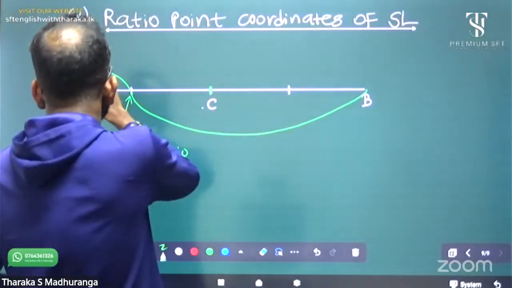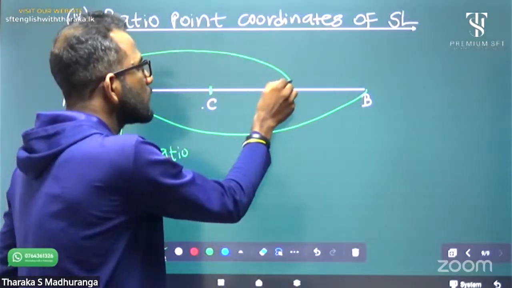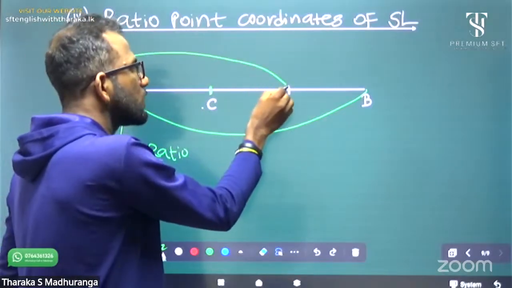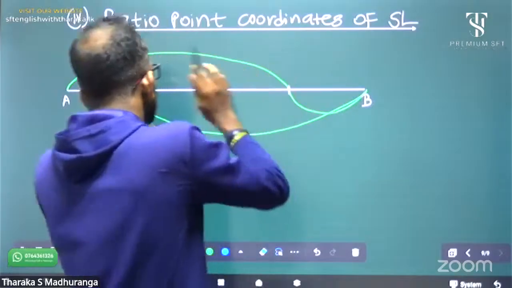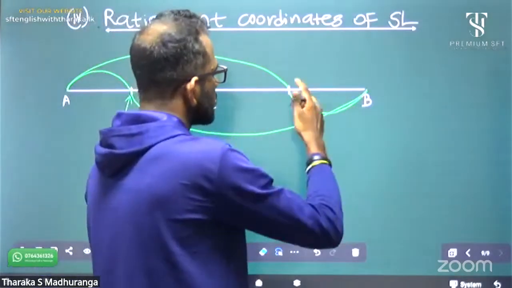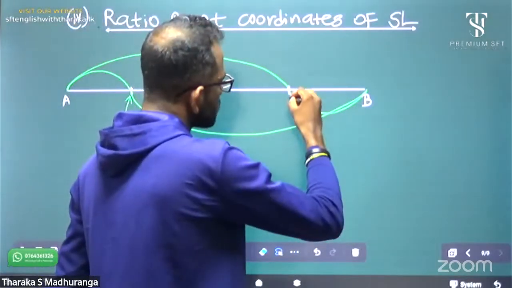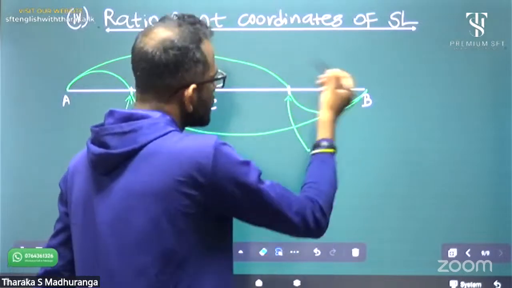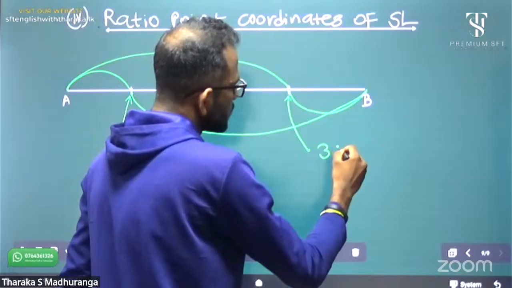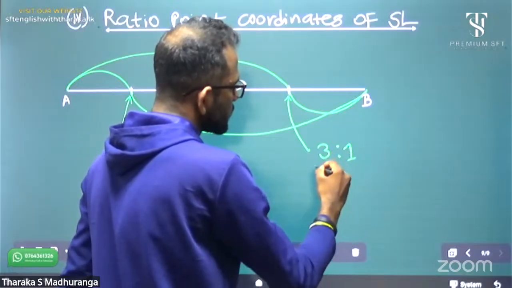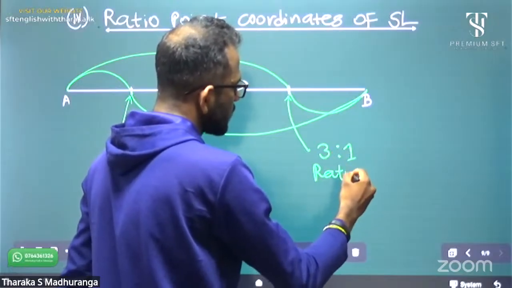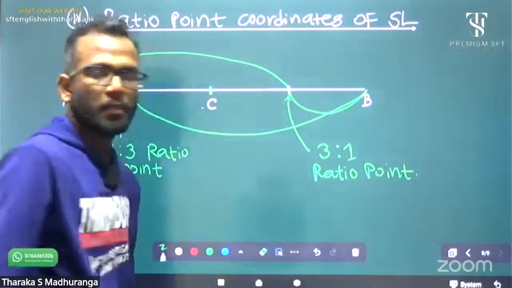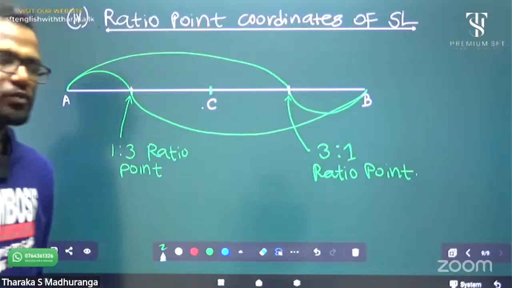If you take the second last cutting point, what is the ratio point? It is 3 parts and 1 remaining. Therefore, we call it the 3 to 1 ratio point.